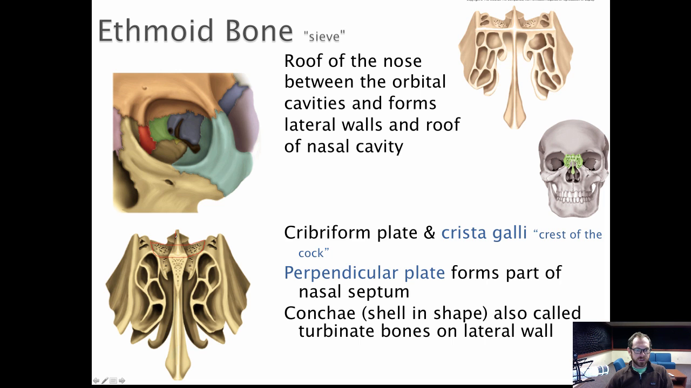There's another feature here, this triangular feature. This is called your crista galli, and this literally translates to the crest of the cock or rooster. We also have a feature extending down inferiorly from the ethmoid bone, called the perpendicular plate. This forms part of your nasal septum, the divider in your nose. Then we also have two features here, which for now we're going to refer to as our conchi, because they kind of look like shells. If you think about a conch, this is what they're referring to.